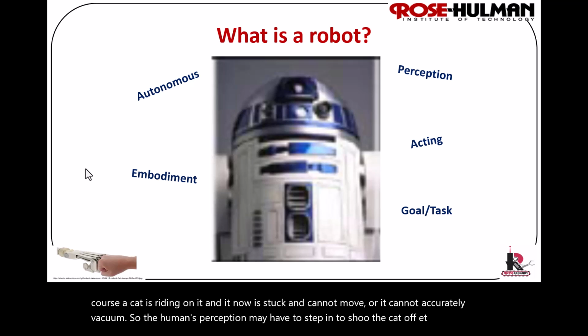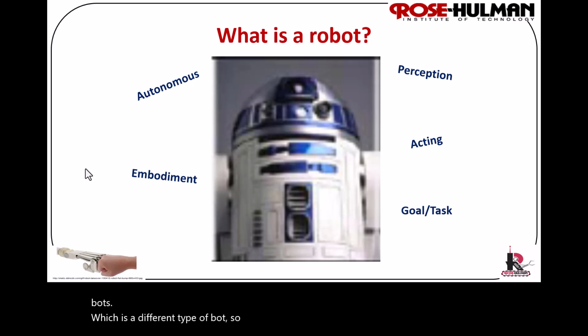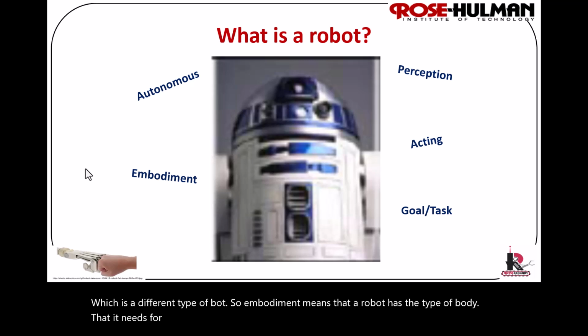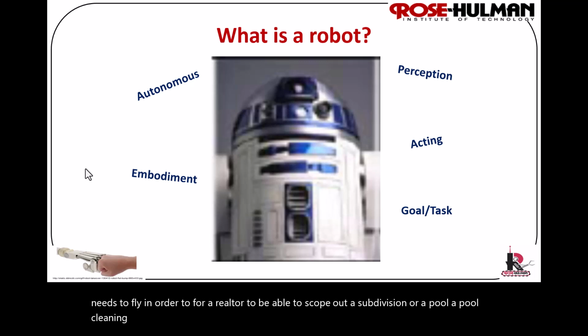A robot has embodiment, and the reason this is important now is because there are things called web bots, which is a different type of bot. So embodiment means that a robot has the type of body that it needs for the task it's designed to do. For example, a quadcopter may be a robot that needs to fly in order for a realtor to be able to scope out a subdivision, or a pool cleaning robot may have a body such that it can go underwater and be able to clean the pool, etc.